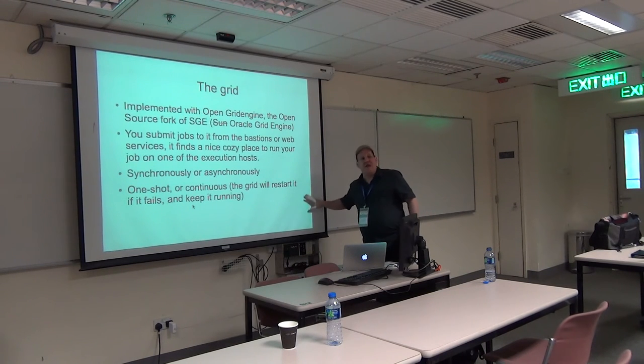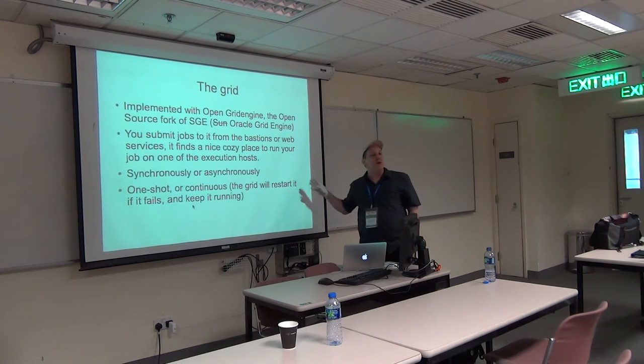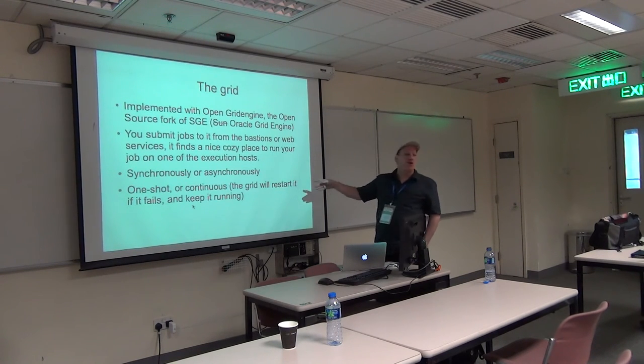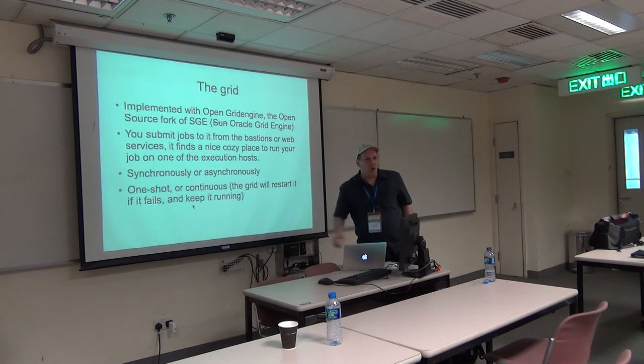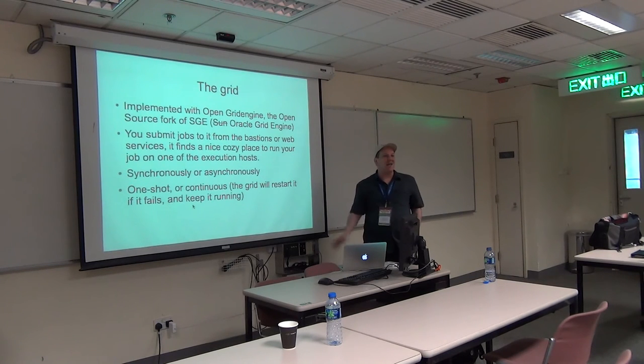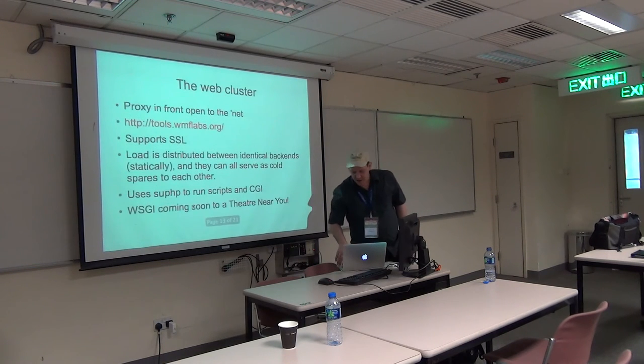This has a number of interesting things. It means that you have automatic redundancy built in. If the server on which it was going, one of the compute nodes, crashes, the grid engine will simply find another node and start it there. So your bot will keep working unless all of labs is down. And I can tell you for a fact that we'd know and we'd fix it really, really fast.